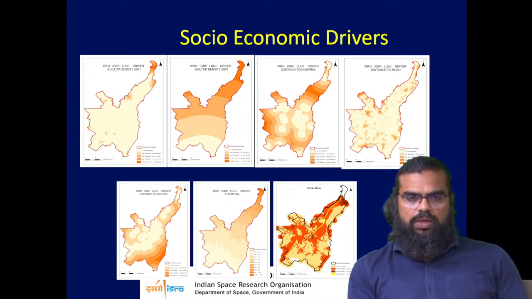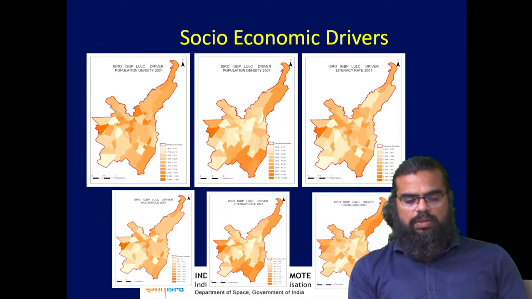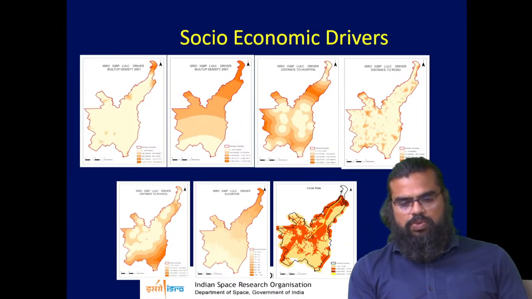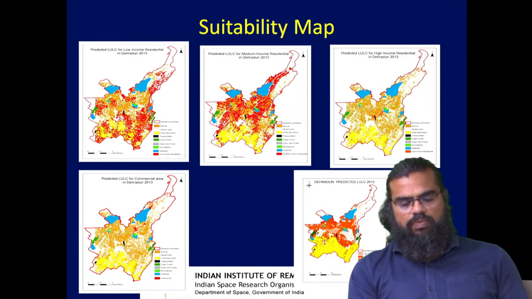If you use all these drivers, then we can establish a relationship between the drivers and population densities, then literacy rate. Earlier these were the accessibility drivers, and the next one is basically the socioeconomic structure, or the literacy rate, how many households are in particular wards and so on. These two sets of drivers can be combined together to establish a particular land use, land cover. Based on that, we can create different types of suitability maps.